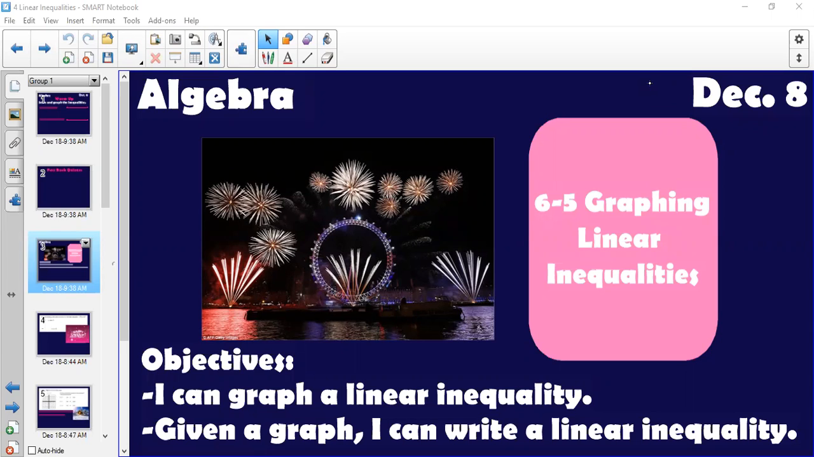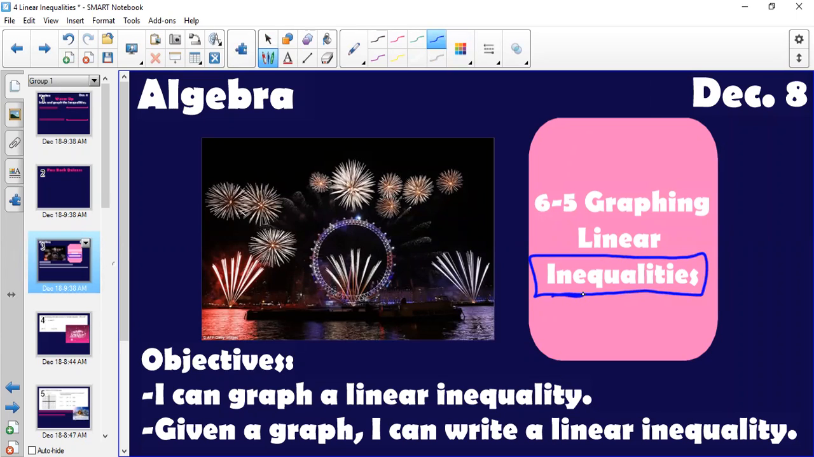Today you're going to learn a new lesson. You guys have never been taught this before. It's going to be very similar to graphing equations. You guys already know how to graph a linear equation. The only difference is today that we're going to graph a linear inequality.